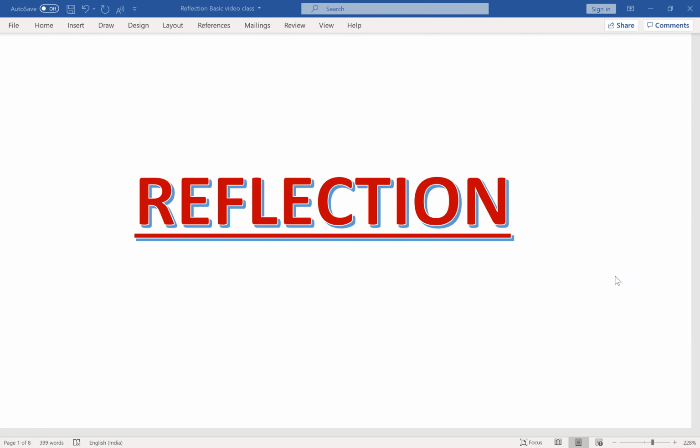Here is the terminology related to reflection. One is the incident ray, second is the reflected ray, third is the point of incidence, fourth is the normal drawn to the reflecting surface at the point of incidence, fifth is the angle of incidence, and sixth is the angle of reflection. Considering all these terminologies are known to us from earlier, I'm going straight away to the laws of reflection.